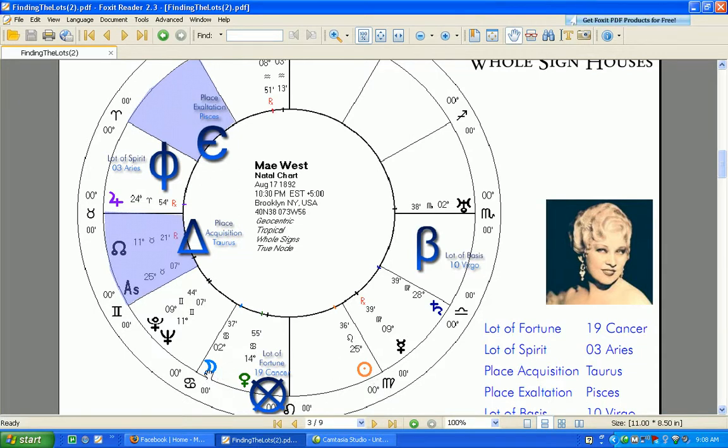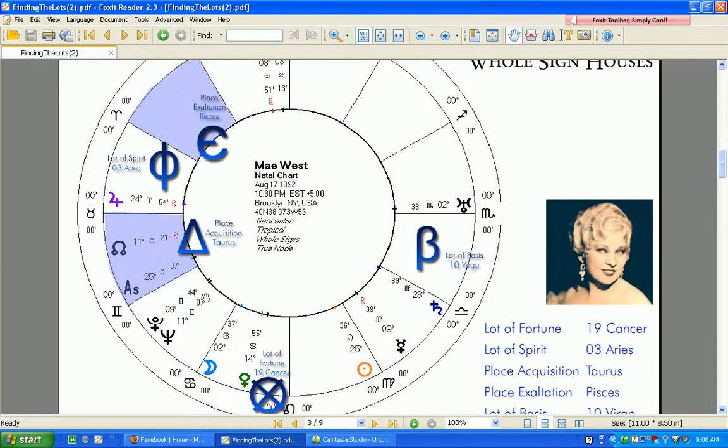So the moon is at, we'll round this up to 3 degrees of Cancer. We'll take it 30 degrees forward to 3 degrees of Leo, and then go another 23 degrees to 26 degrees of Leo to find the sun. So whatever we do with these lights, we now do to the ascendant. The ascendant is at 25 or 26 degrees of Taurus.